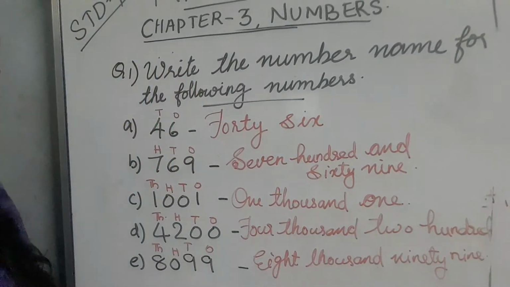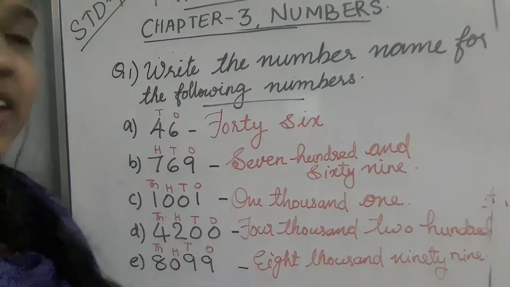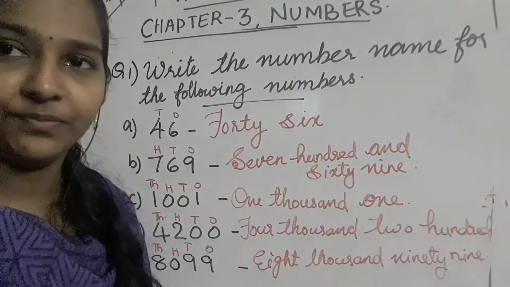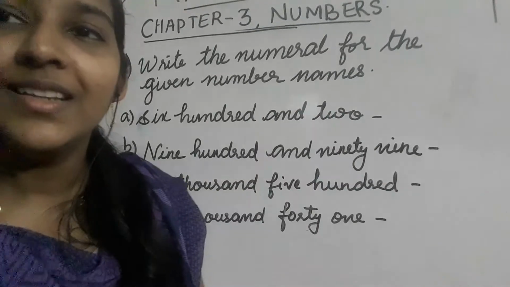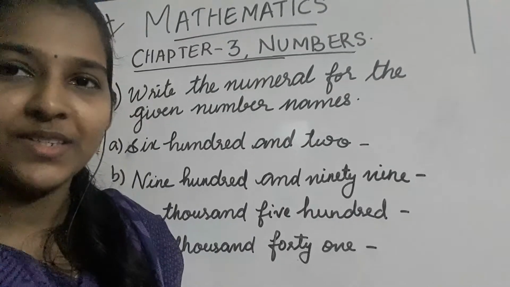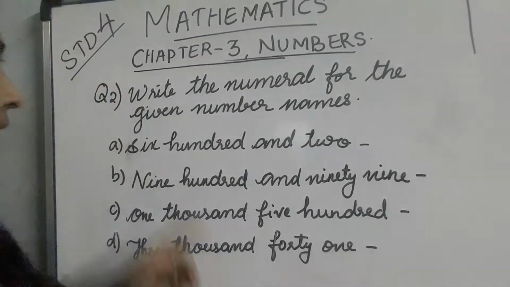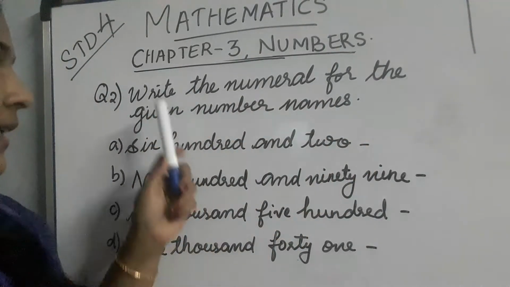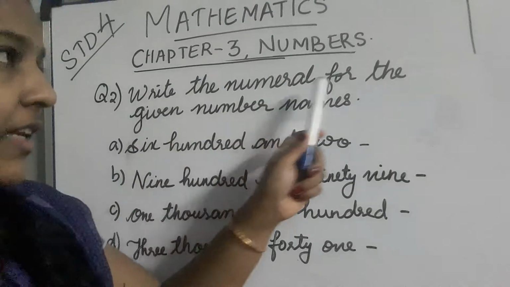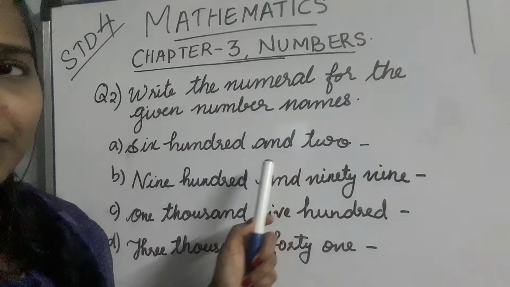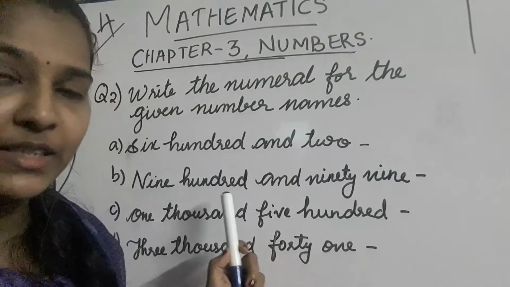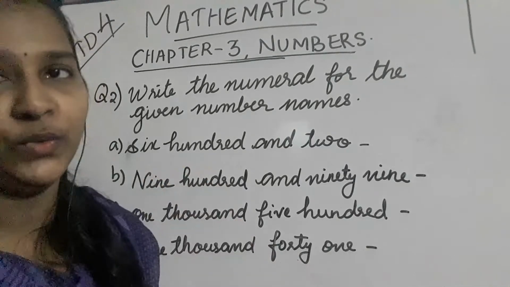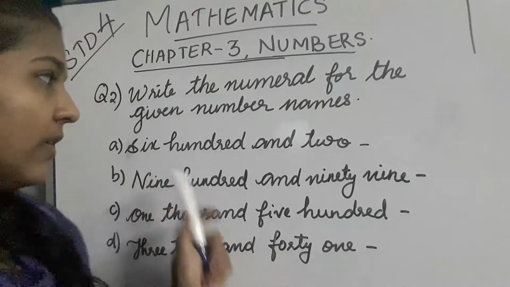Got it, children? Okay. So this is the way to write the number name for the given numbers. Children, here is the next question. The next question is write the numeral for the given number names. So the number names are given here. You have to write the numeral for this. That is, you have to write the number for these. Okay, children? So look at the first one.